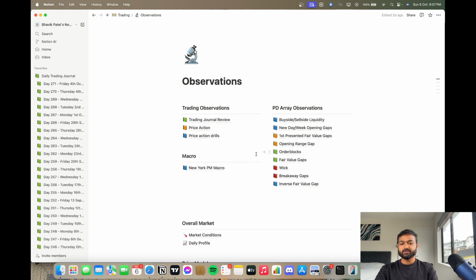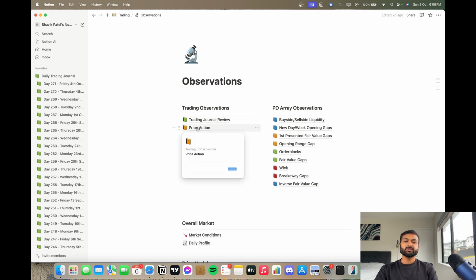I actually found this only about last week from another YouTuber. He had a breakdown for each level, so each PD array: PD array liquidity, new week opening gaps, first presented gaps, opening range gaps, order blocks, wicks, fair value gaps, breakaway gaps, inverse fair value gaps. I've noted all of these down, and then I have trading observations. So this is like a full trade review journal.